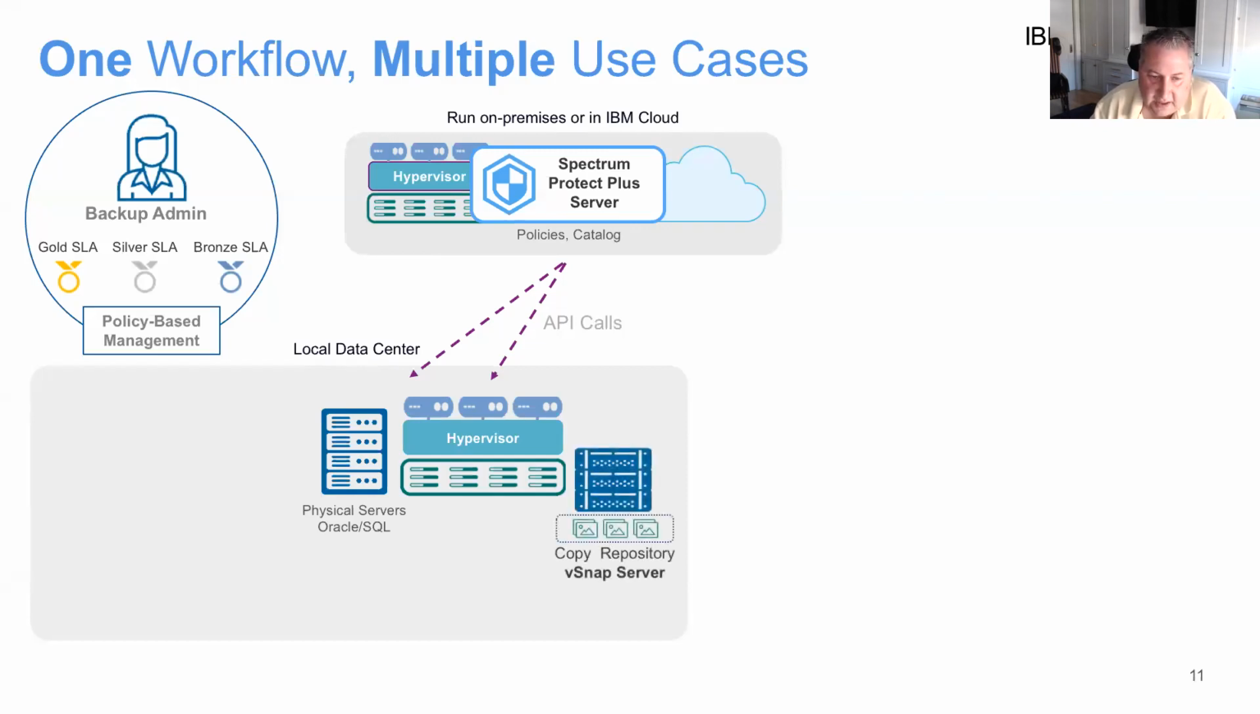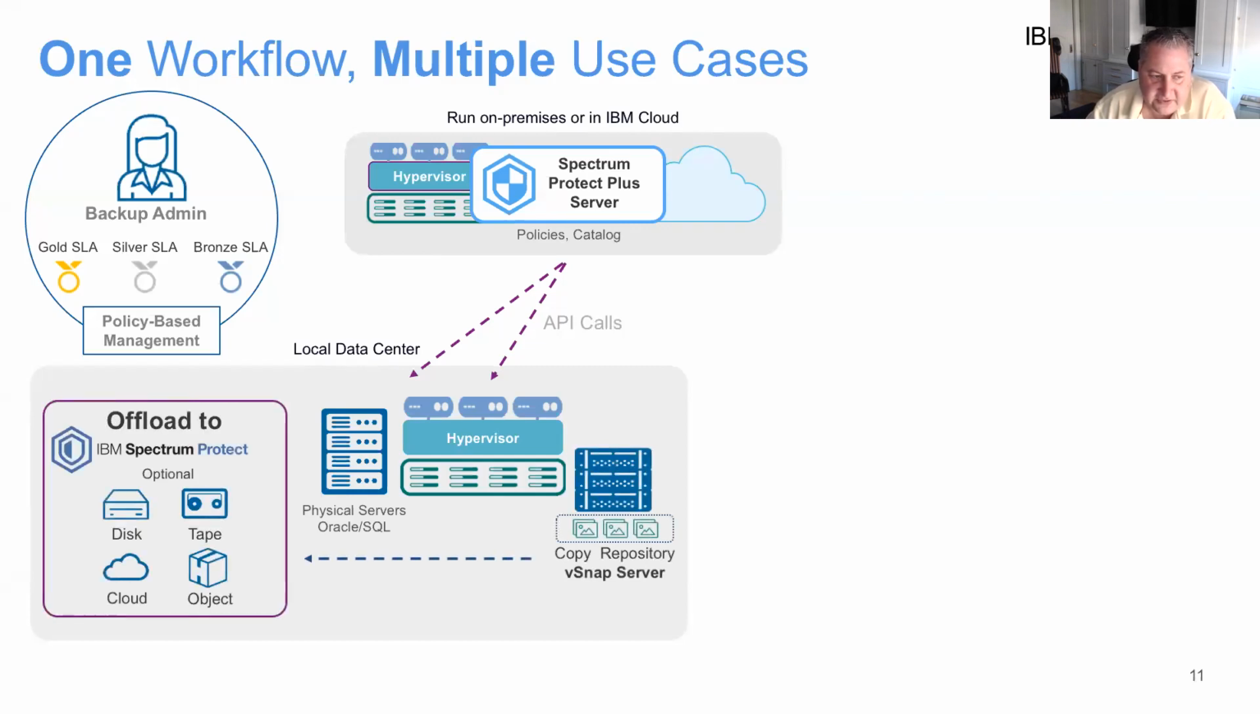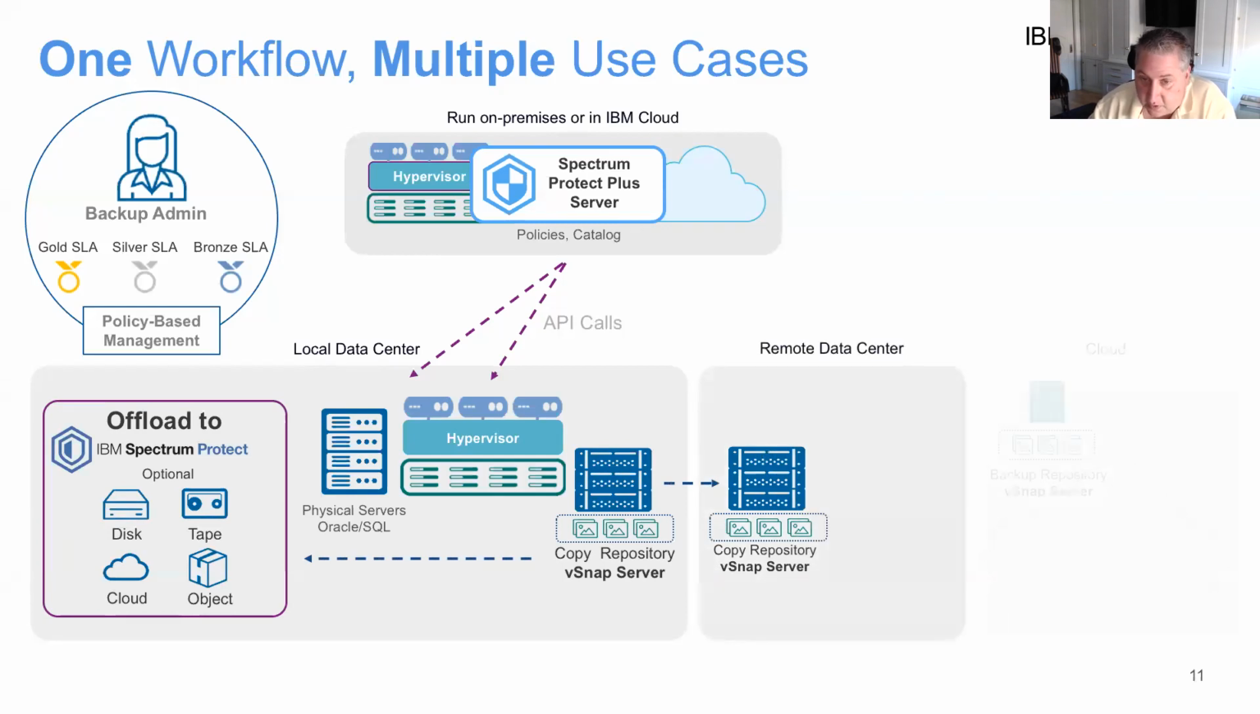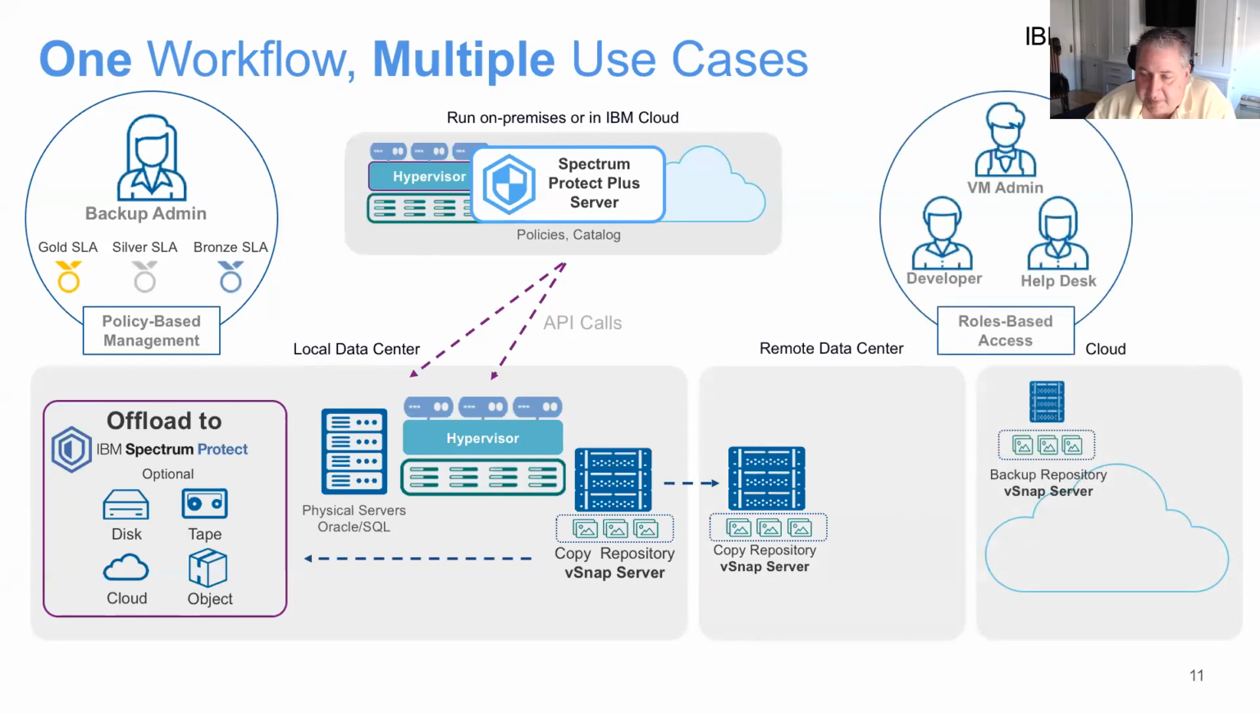That data is then snapped or copied into what we call the vSnap repository, and we have blueprint and sizing guides to help you figure out how to size that environment, depending on if you want things like compression, deduplication, etc. Once the data is there, as I mentioned before, we're integrated with Spectrum Protect. You can offload that, and it supports any target that Spectrum Protect supports: disk-based, tape, cloud, or object. You can replicate that vSnap repository to a remote data center, or even replicate that copy up into the cloud.